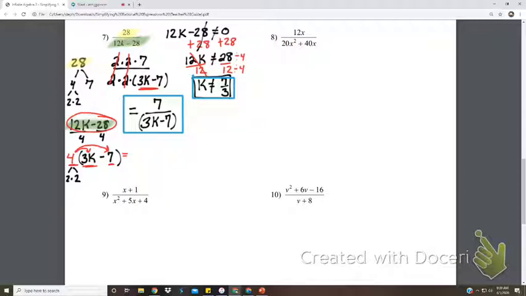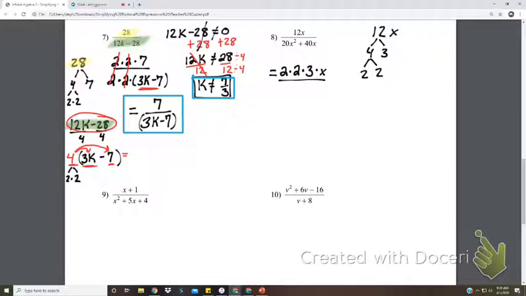So going on to number 8. Number 8, we have 12x divided by 20x squared plus 40x. So with 12x, very similar to the question above, I'm going to break down 12 to 4 times 3 and 4 to 2 times 2. So our numerator is going to be 2 times 2 times 3 times x.